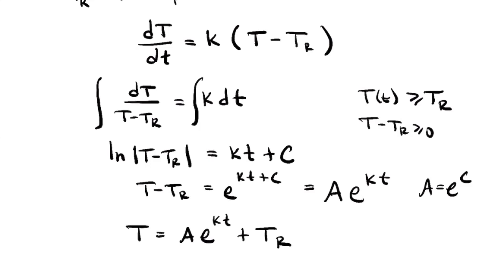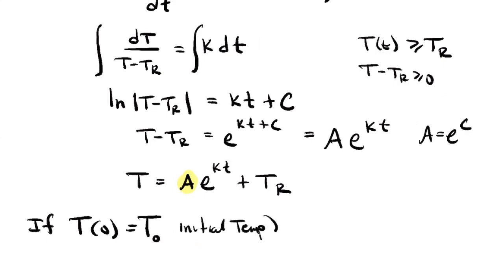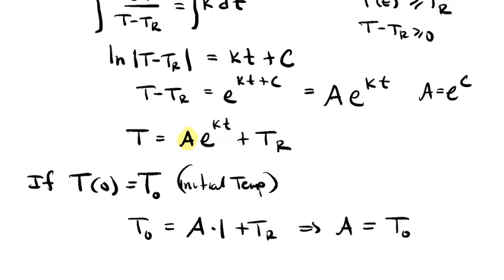How would I determine that constant A? Well, if we had an initial condition, if say T of 0 is, I'm just going to call it T0, the initial temperature, then we can solve for A. Let's do it. If we plug in T0 for T, plugging in 0 for t makes that e to the 0. That's a 1, plus TR. So that tells me that A is equal to the initial temperature minus the room temperature.